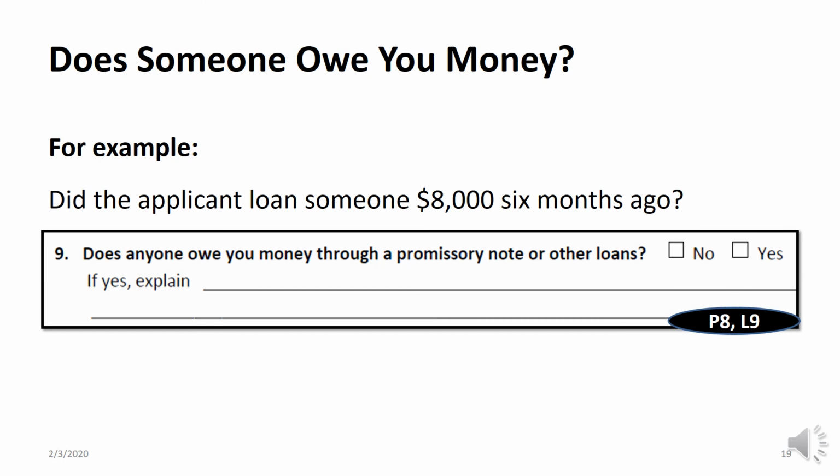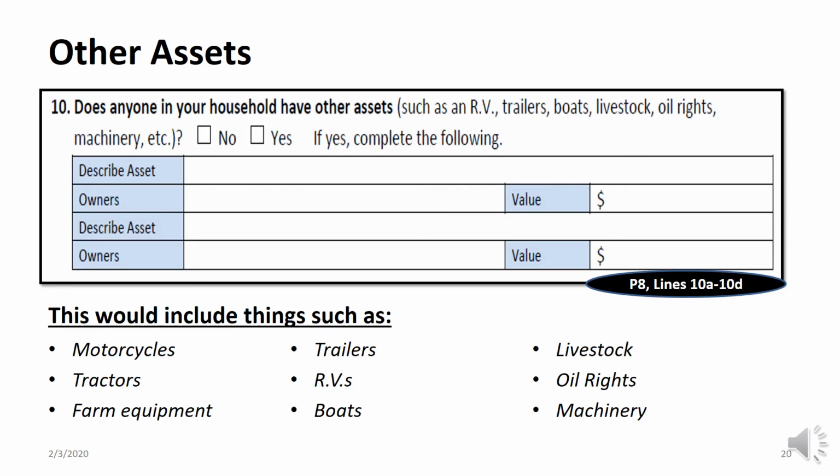Does someone owe you money? For example, did the applicant loan someone $8,000 6 months ago? Other assets. This would include things like motorcycles, tractors, farm equipment, trailers, RVs, boats, livestock, oil rights, and machinery. If you have any other assets, please list those here.